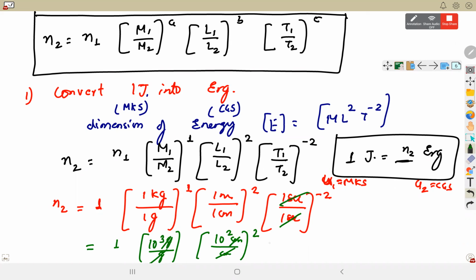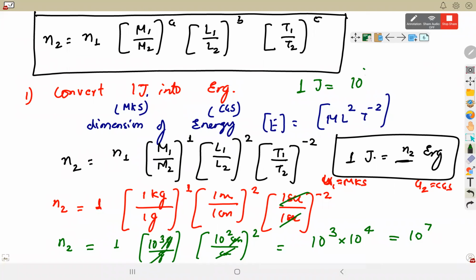सेंटीमीटर कैंसिल, 1 सेकेंड कैंसिल हो गया into 1। So this becomes 10 to the power 3 into 10 square to the power 2, that becomes 10 to the power 4। 3 into 4 multiply करेंगे तो आ गया 7। So that means in the new system of unit, the numerical value is 10 to the power 7. So we converted 1 joule into erg. 1 joule is 10 to the power 7 erg.